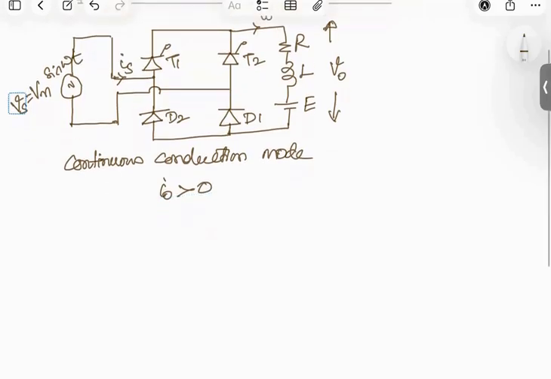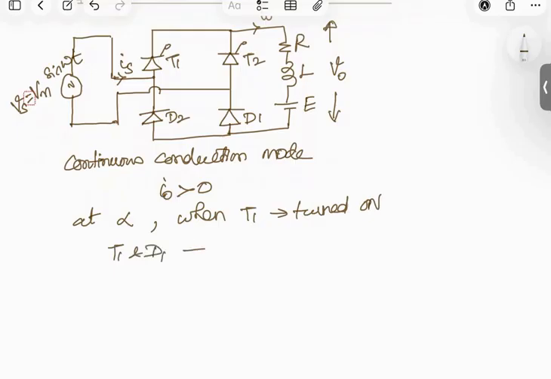So here we can have the intervals. At alpha, when T1 is triggered, we will have the T1 and D1 combination in on condition. This will happen from alpha to pi. From alpha to pi, T1 and D1 will be in on condition, which will result in the output voltage equal to Vs.